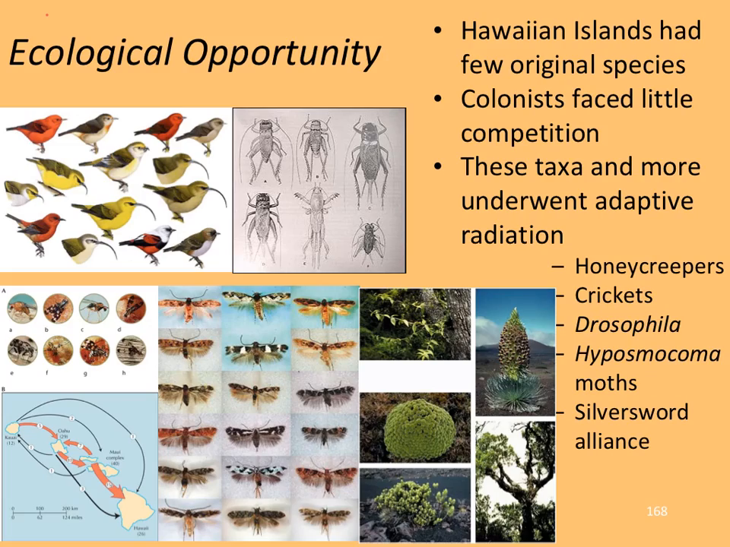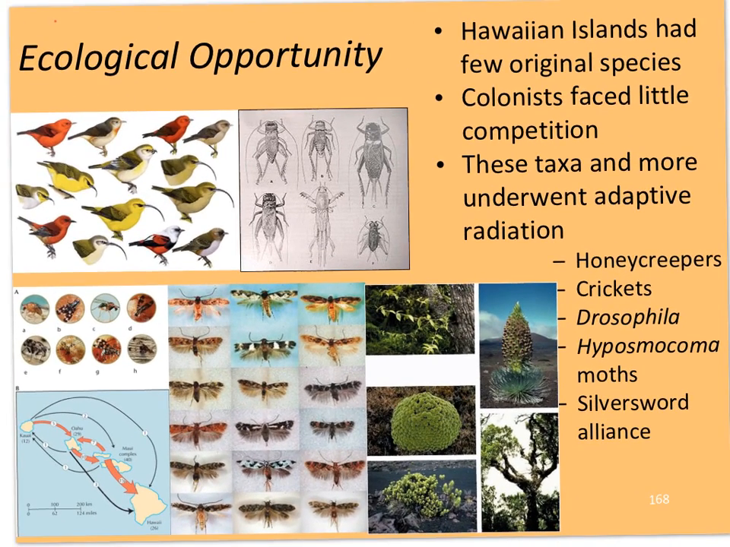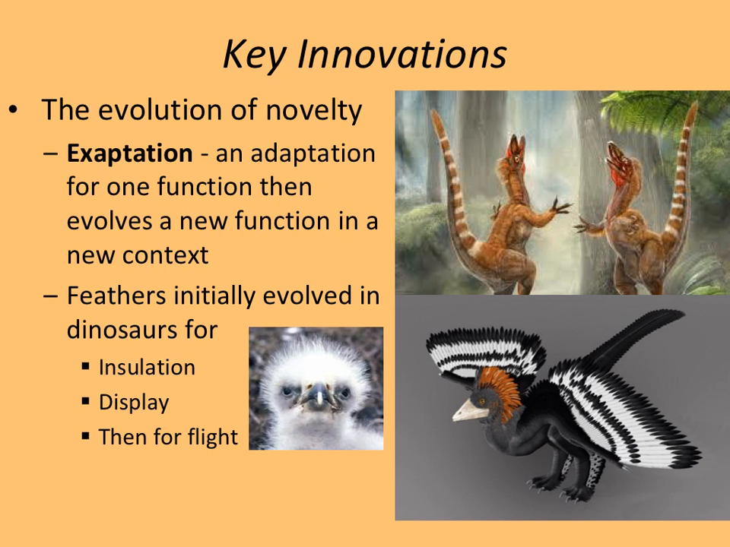So here's, again, ecological opportunity. You have dispersal, let's say, to an archipelago, a bunch of islands. There's no competition there. You can have these taxa speciate because there's all these different habitat types. And then finally, key innovations, right? Insulation, display, an early dinosaur-like bird, then for flight.